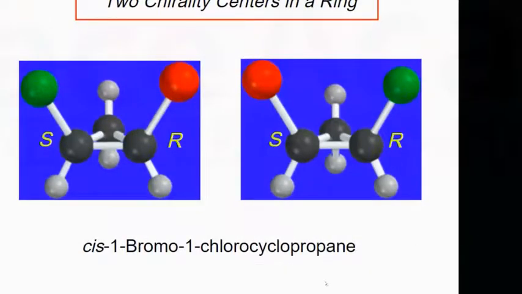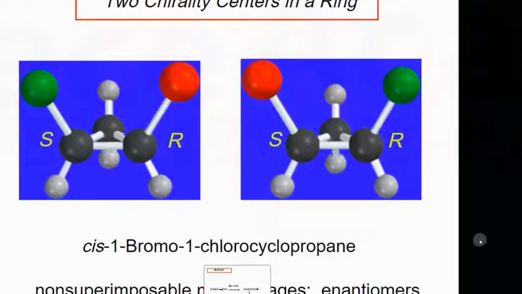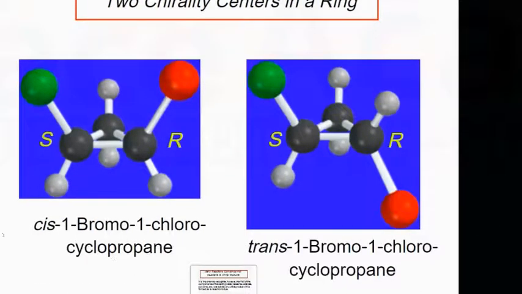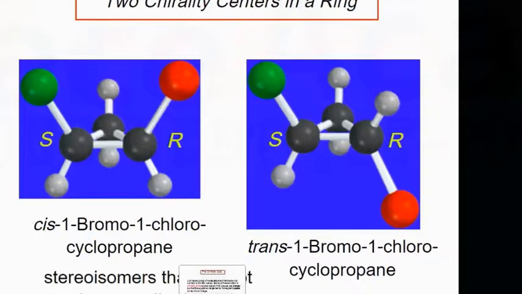Two chirality centers in a ring. Again, one more here: cis 1-bromo-1-chlorocyclopropane. These are non-superimposable mirror images, enantiomers. If you observe cis 1-bromo-1-chlorocyclopropane and trans 1-bromo-1-chlorocyclopropane, the difference is that they are stereoisomers that are not enantiomers. They are called diastereomers. So stereoisomers that are not enantiomers are diastereomers.